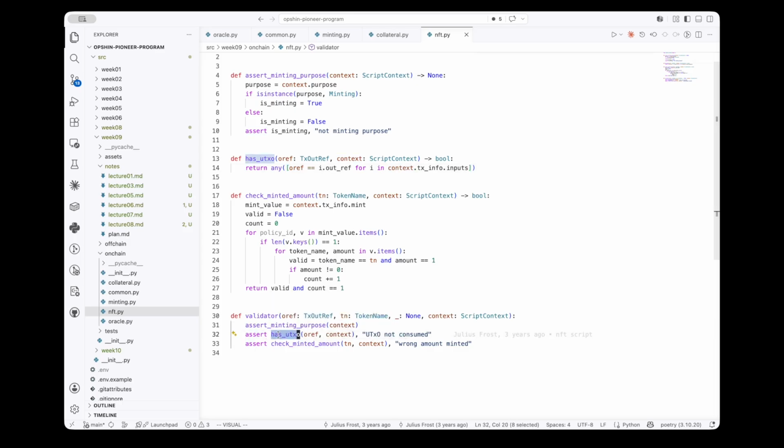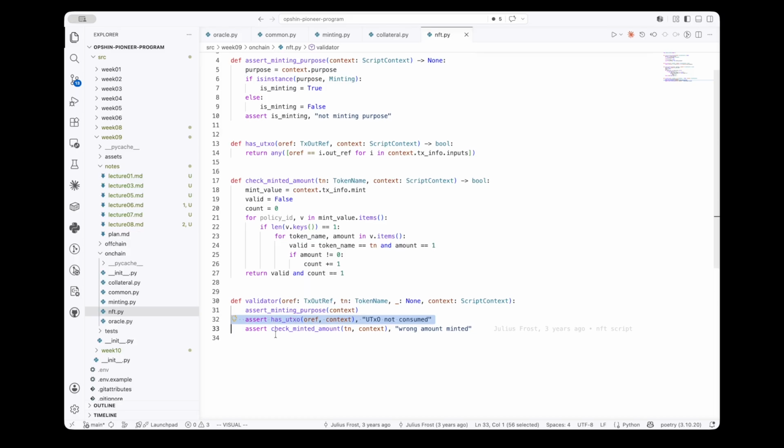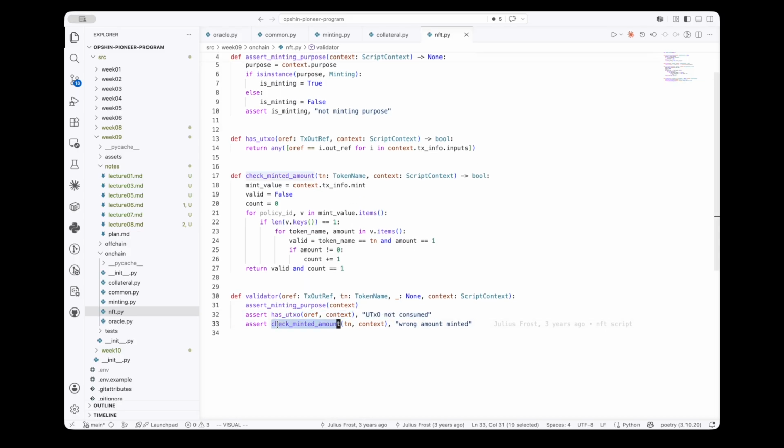Okay, this ensures that later we cannot mint again because it has been spent, and the UTXO hashes are unique. And then the last is just this check minted amount. It looks a bit complicated, but actually all it does is ensure that exactly one token of exactly our token name is minted and nothing else.